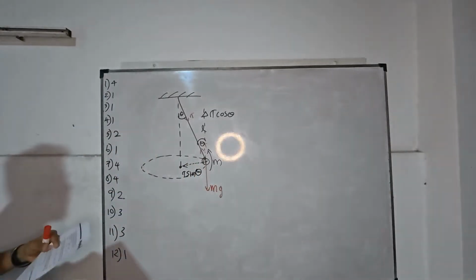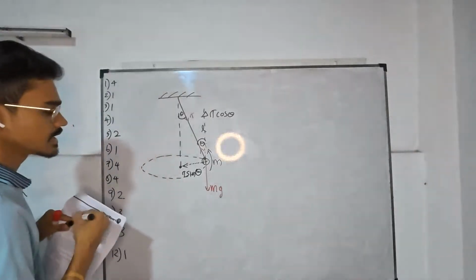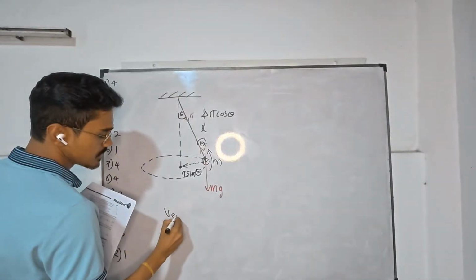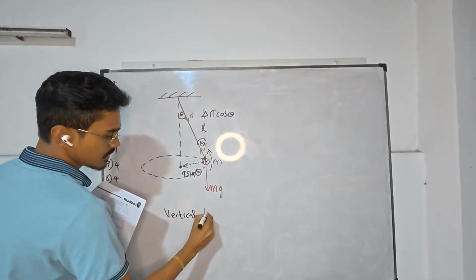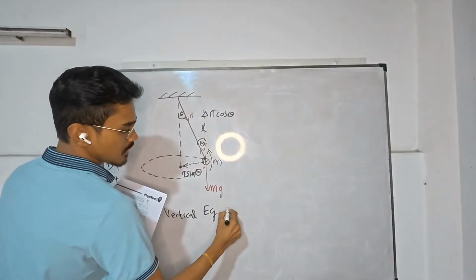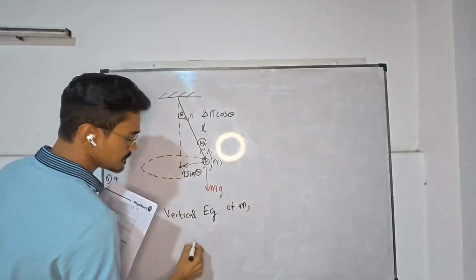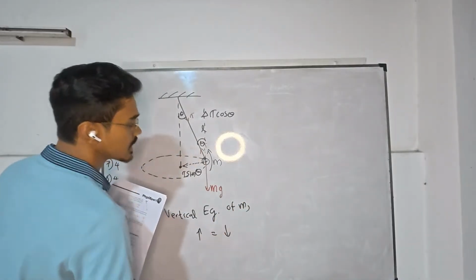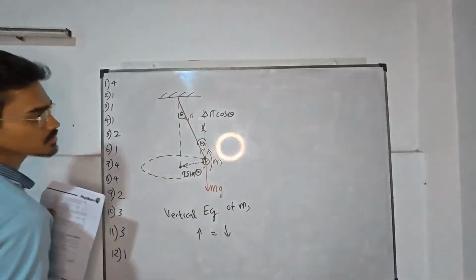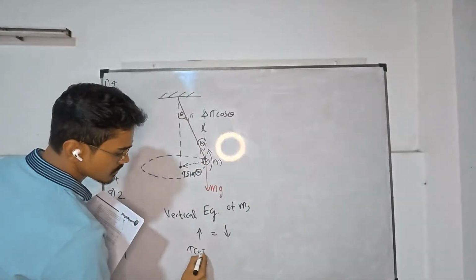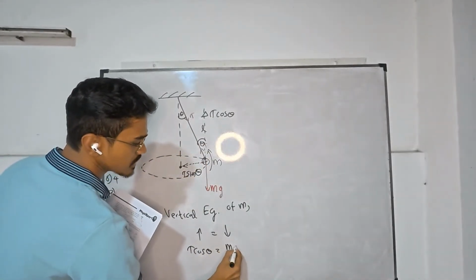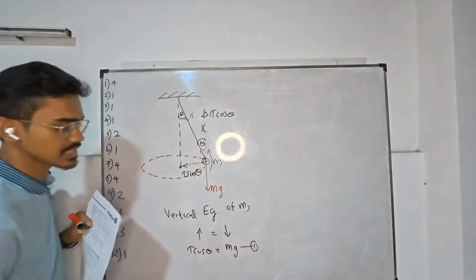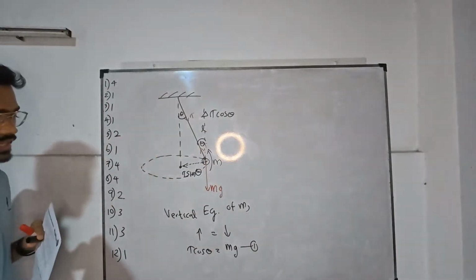The first thing is vertical equilibrium. Vertically upwards forces equal vertically downward forces. Vertically upwards we have T cos theta, vertically downwards mg. So I consider that as equation 1: T cos theta equals mg.